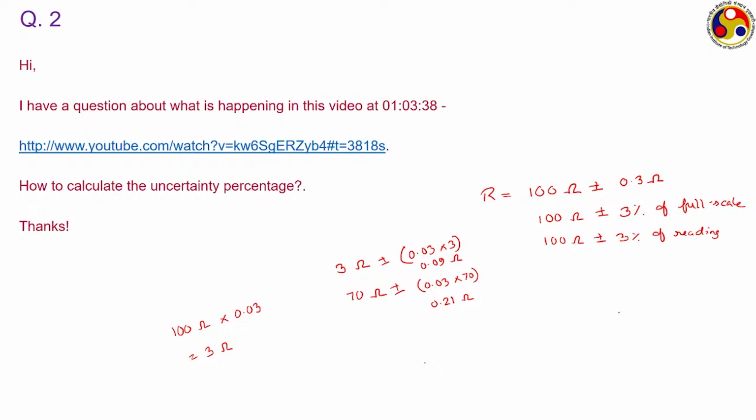So this is how we measure the uncertainty, or we make use of this percentage uncertainty. And if you want to know how we calculate this, then we measure the uncertainty and then generally we divide that by the full scale reading to get an idea about the uncertainty value.